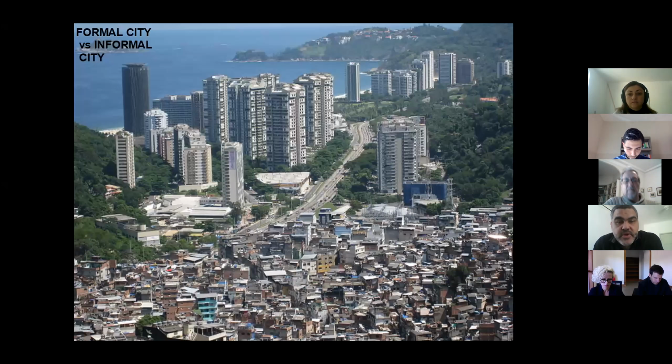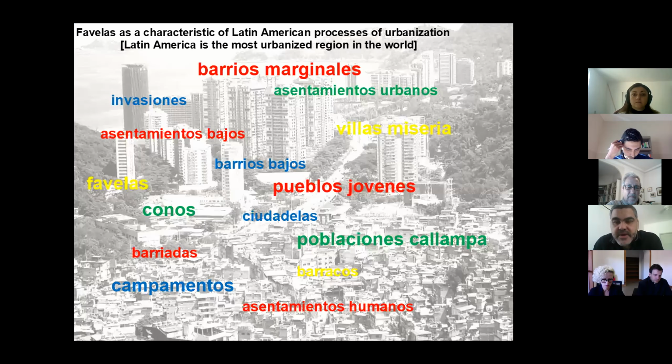In some cities like Rio, these pictures from Rio, we have some areas where the most wealthy people live that's very close to large and huge favelas. And the name, of course, changes, but favela is a characteristic of Latin American processes of urbanization, considering that Latin America is the most urbanized region in the world. So these are some names that are used in different countries to name more or less the same, because there are differences also, the same processes.